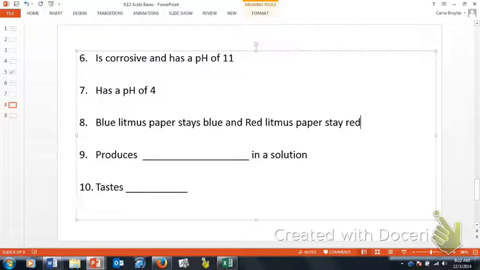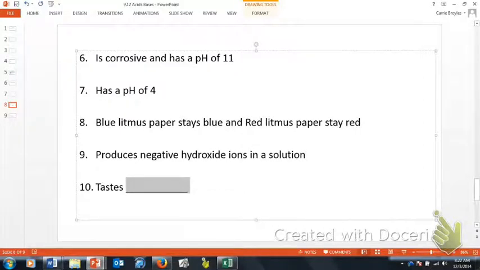Number 9, this particular substance, acid, base, or neutral, will produce negative hydroxide ions in a solution. And last here, number 10, this particular substance will taste sour if you were to taste it. And once again, we don't want you to do that in a laboratory setting.